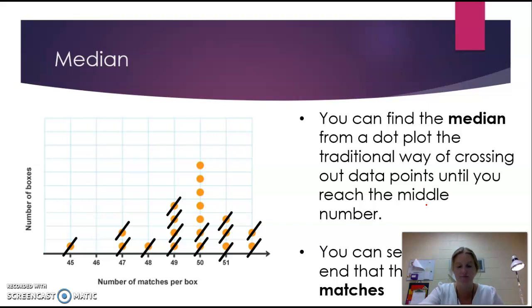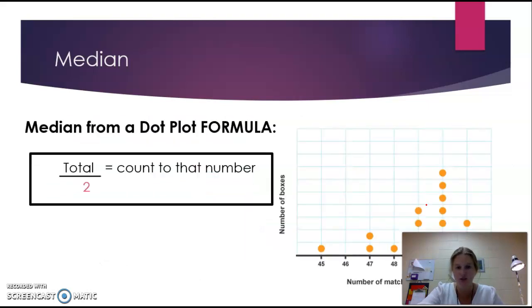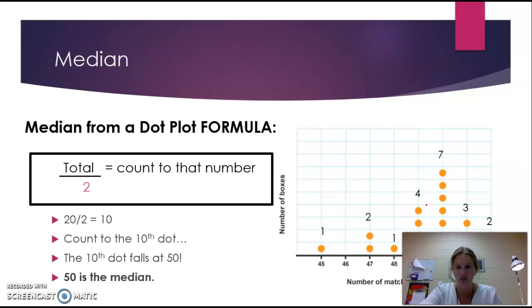There's also a formula, and the formula is good for our notes. You take the total amount of dots and cut that in half, because you want to find the middle point. Then you simply count to that number, starting from the left. We read left to right, so we start from 45. There are 20 dots. 20 divided by 2 is 10, so I count to the 10th dot. You cross out 45, 47, 47, 48, and when you get there, you're going to see there's the 10th dot. My median is 50.